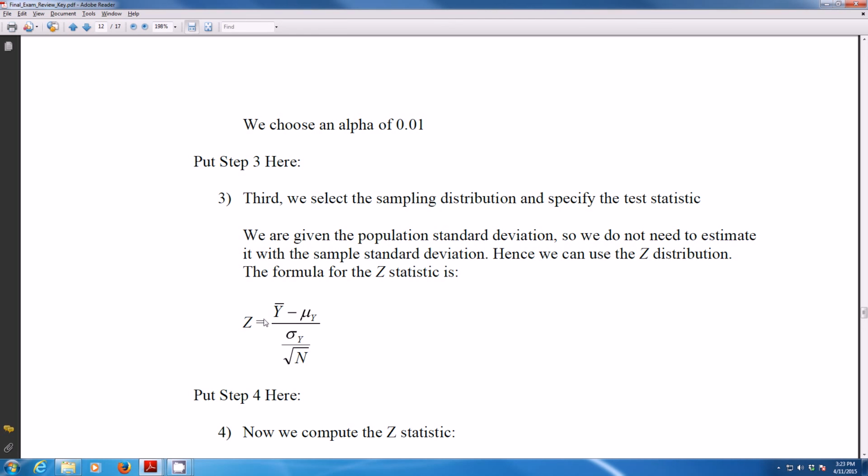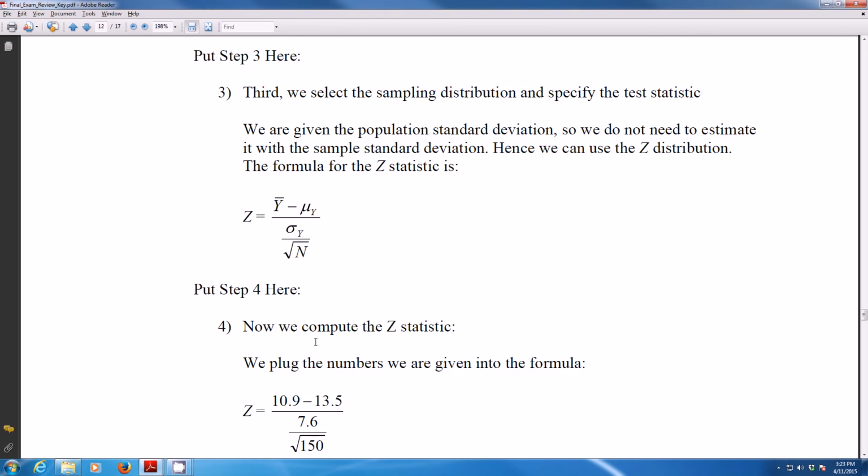It tells us that we have to take the sample mean, subtract the true population mean, and divide that by the standard error of the mean. In this case, the standard error of the mean is equal to the true population standard deviation divided by the square root of n. If we didn't have the true population standard deviation, and we had to estimate it with the sample standard deviation, we would have to use the t-distribution with n-1 degrees of freedom, like we did in the earlier examples.